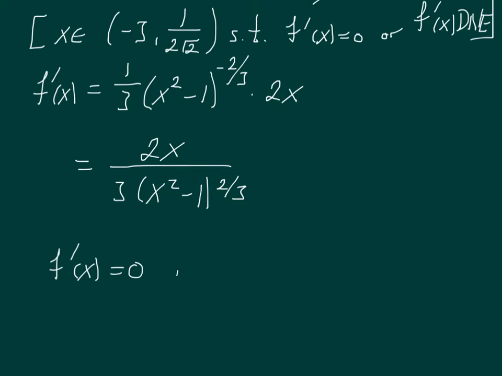So this is true if and only if x is equal to 0. And let's note that this 0 is in the interval (-3, 1/(2√2)). All right, and now we're looking for where f prime of x does not exist.